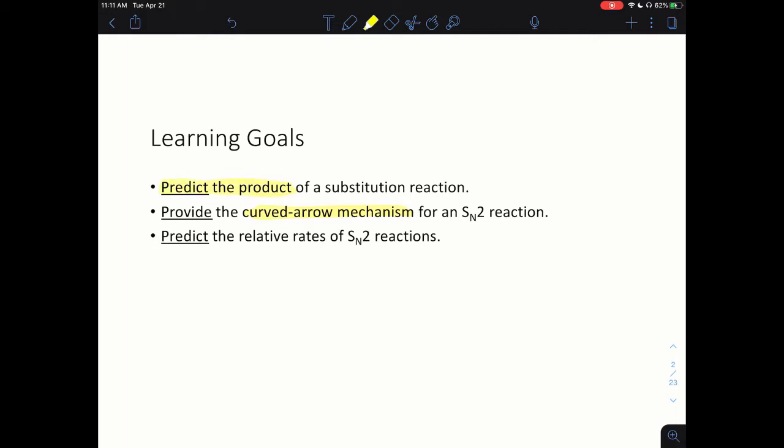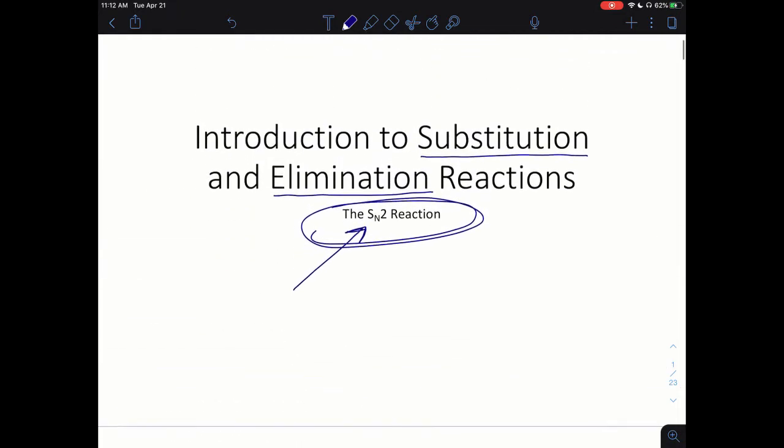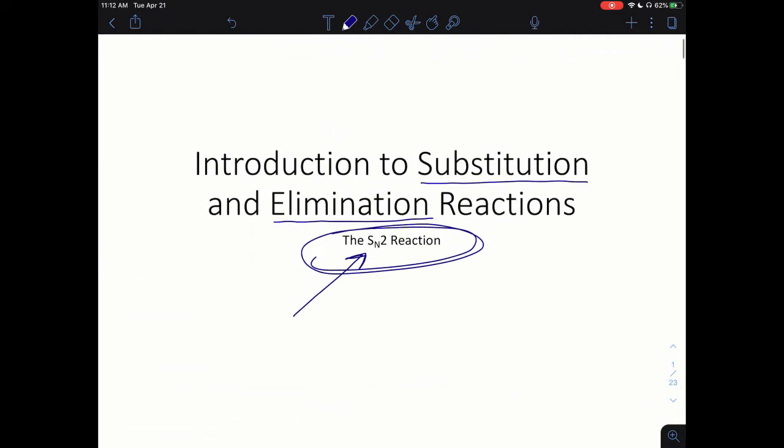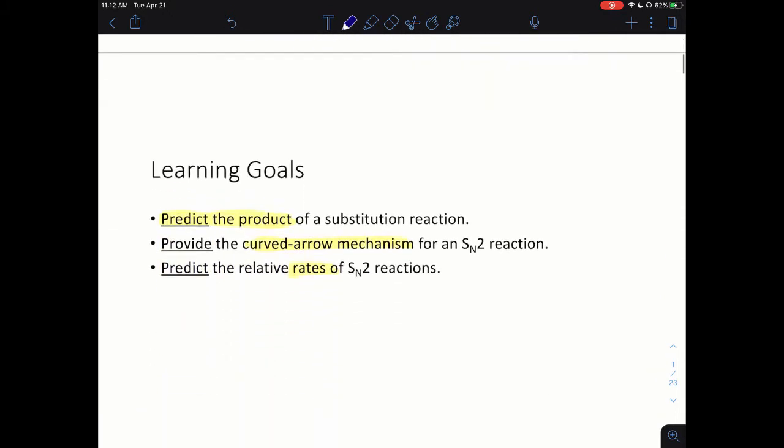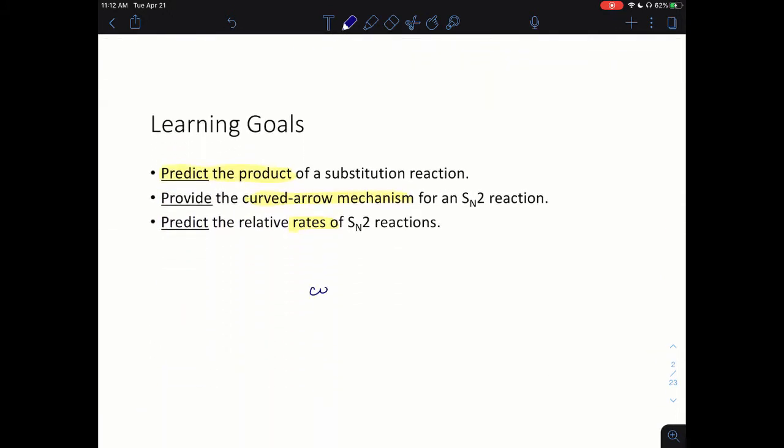And then we'll think about the relative rates of SN2 reactions. So again, SN2 is a type of substitution reaction. And the reason that we're talking about substitution and elimination reactions together is because there's often a competition between them. So there could be a substitution or there could be an elimination.